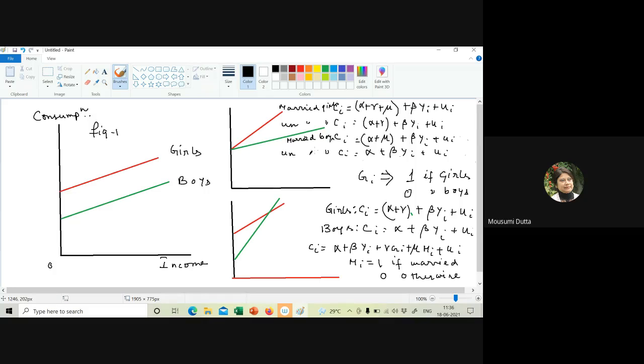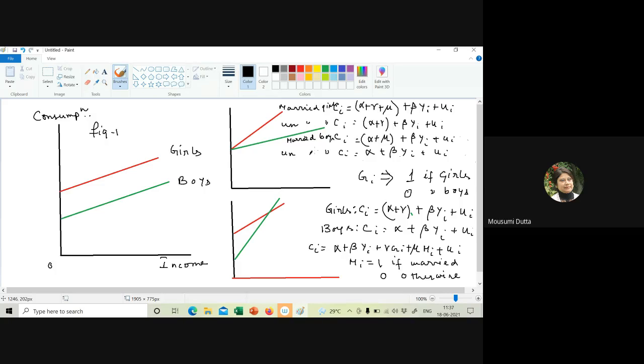In figure 1, girls have a higher intercept compared to the boys. So girls' consumption level will be a bit higher compared to the boys always. Now, married, unmarried, depending on plus, minus, you will have a set of four parallel lines, and you will be able to compare the groups.